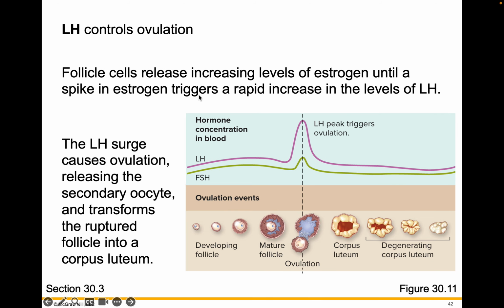LH, luteinizing hormone, controls ovulation. Follicle cells release increasing levels of estrogen until a spike in estrogen triggers a rapid increase in the levels of luteinizing hormone. The LH surge causes ovulation, releasing the secondary oocyte, and transforms the ruptured follicle into a corpus luteum.